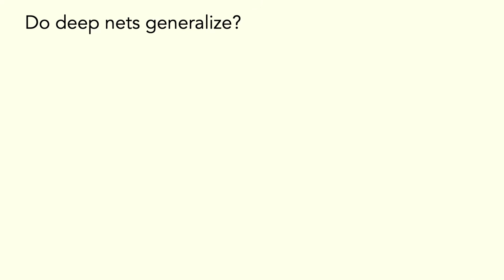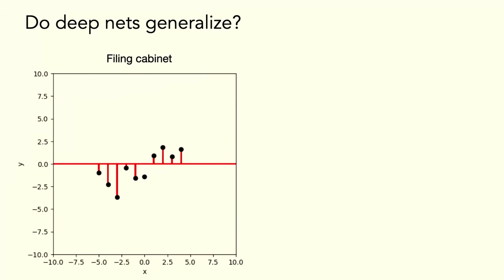Okay, so our big question in this course, in this lecture is, do deep nets generalize? Okay, so here's a simple warm-up. Here's the filing cabinet fit to these black data points. Okay, so my training data is the black points. It's a scalar to scalar mapping. I'm predicting y given x. And the red line is the fit of my model.